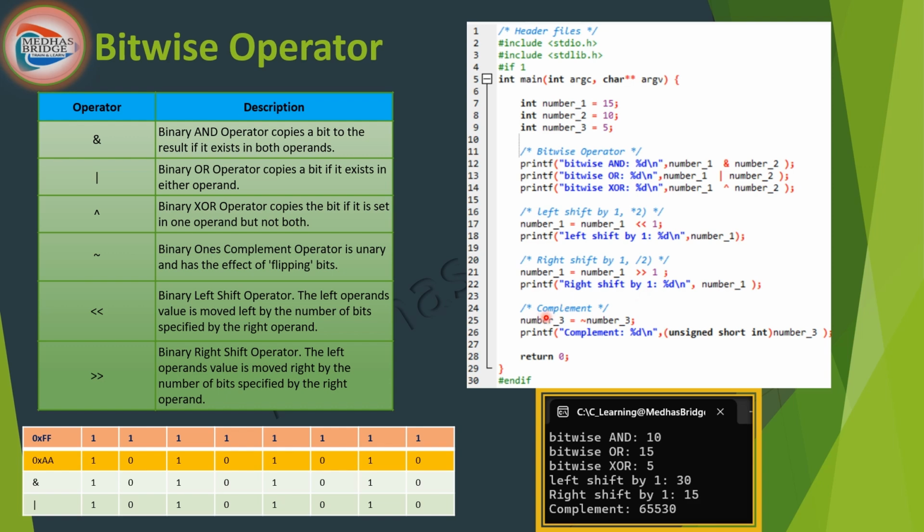Okay, complement is another way. Complement means 1 becomes 0, 0 becomes 1. That's what complement means. You try some sample programs, then you will understand how it works.